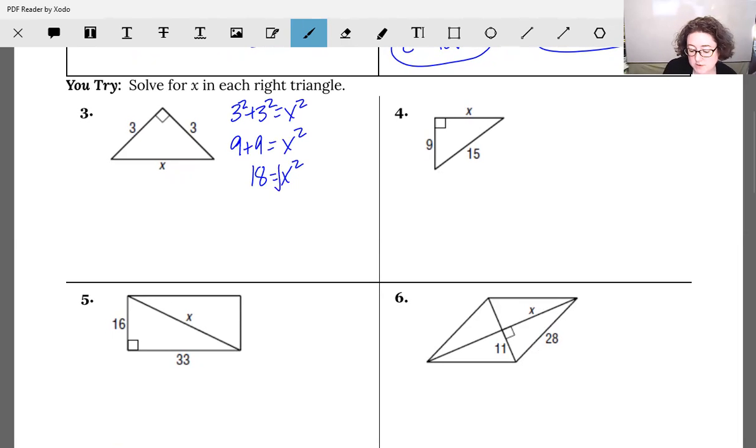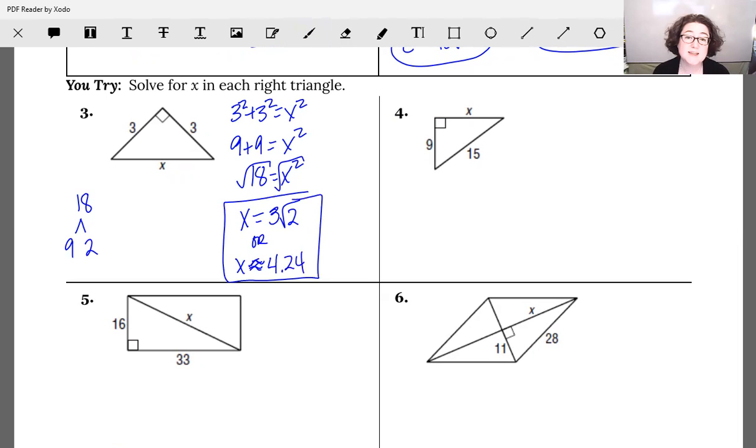And so if we take the square root of both sides, again, two ways we could express this. So we could express x as, well, 18 is the same thing as, off to the side here, 9 times 2, and 9 is a perfect square. The square root of that is 3, with that leftover 2. Or we could express it as a decimal, and the square root of 18 is approximately 4.24.